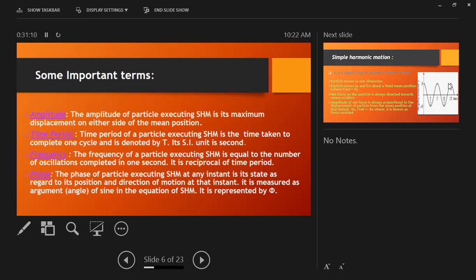It describes the state of motion and direction of a particle. Okay. Now, what happened? Now you don't want to write anything.